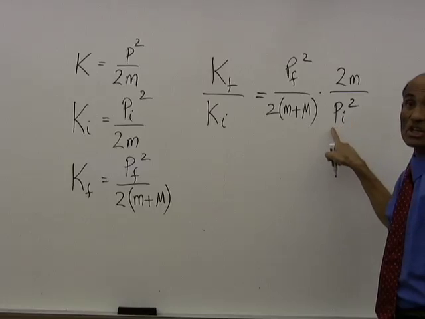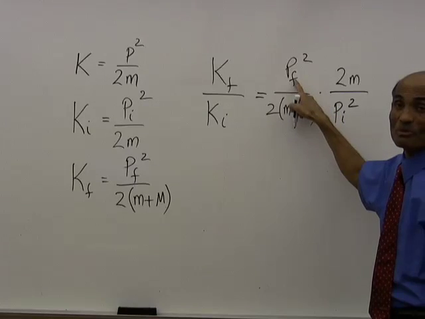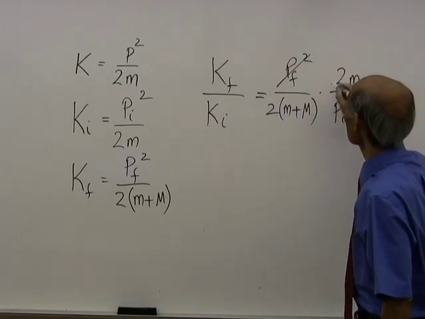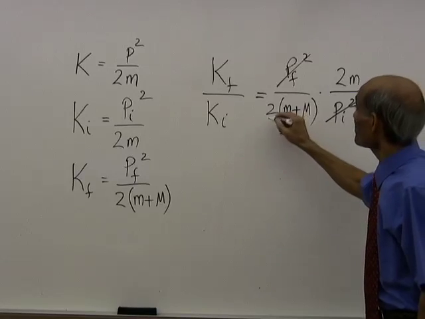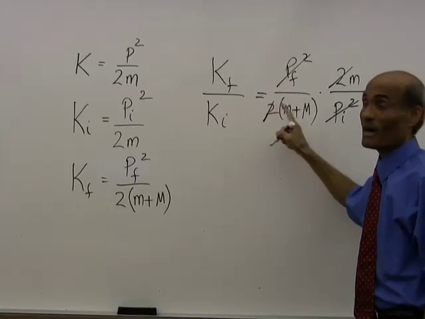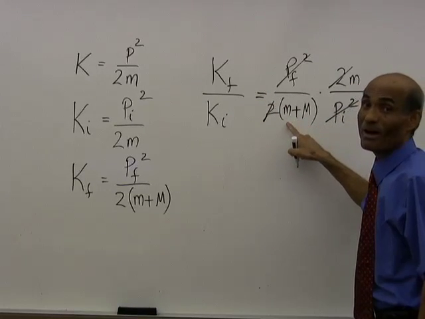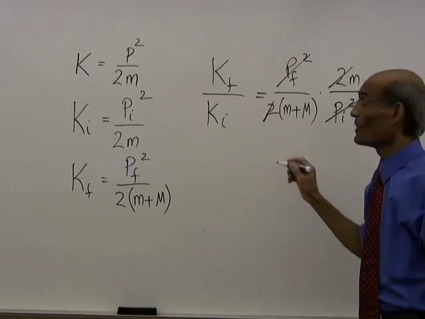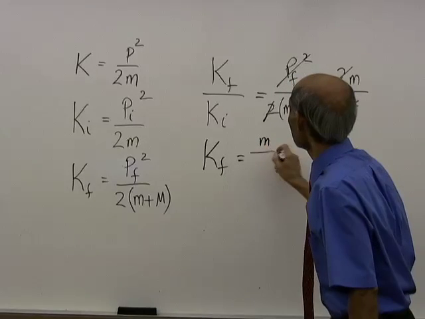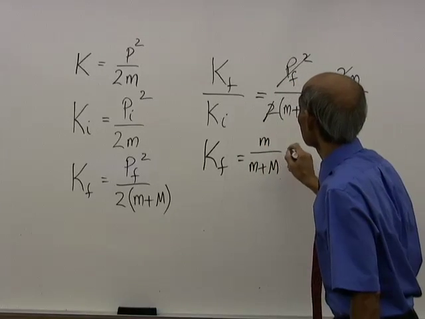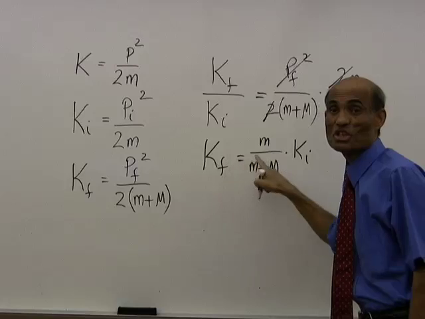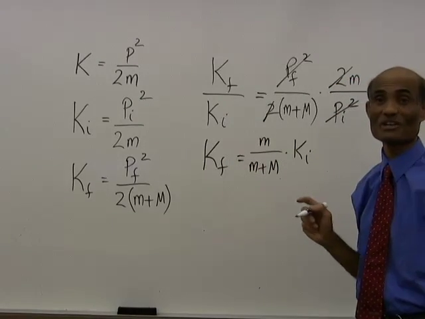Well, you know that initial momentum equals the final momentum. That means Pi squared equals Pf squared. So those two will cancel. And the 2 also will cancel. So we get Kf over Ki is small m divided by small m plus big M, or Kf can be written as small m over small m plus big M times Ki. The final kinetic energy given in terms of the initial kinetic energy.